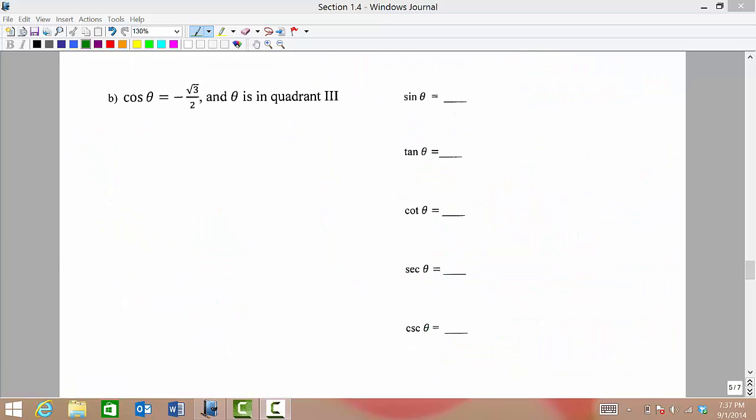If cosine theta is equal to negative square root of 3 divided by 2, and theta is in quadrant 3, now we want to determine sine, tangent, cotangent, secant, and cosecant of the angle theta. So let's begin by knowing that theta is in quadrant 3. If theta is in quadrant 3, cosine is negative, and so is its reciprocal secant.